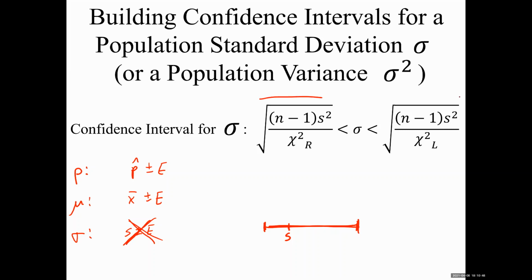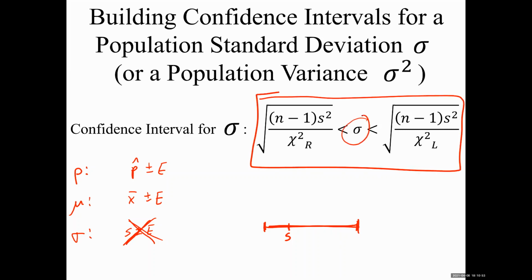Basically, I'm just giving you the formula for the confidence interval. There it is. Notice I have sigma in the middle because that's what we're guessing. We're guessing sigma is between these two numbers. You just calculate these two numbers, and sigma is between those two numbers.